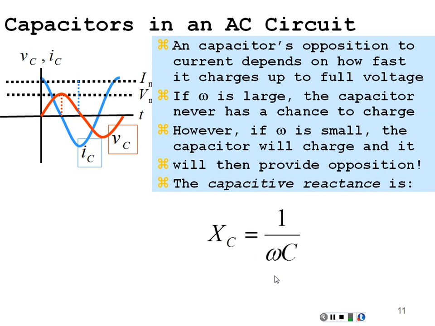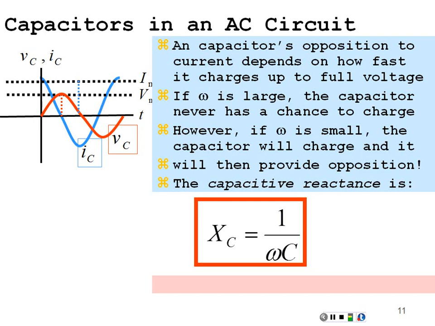We can express this as the capacitive reactance. Chi sub c, or if you will, X sub C, is equal to 1 over the angular frequency times the capacitance. And if we were to multiply 1 over radians per second times farads, we would get units of ohms. So the capacitive reactance is a measure of a capacitor's opposition to the flow of current in an AC circuit, and it also has units of ohms like resistance and like inductive reactance.